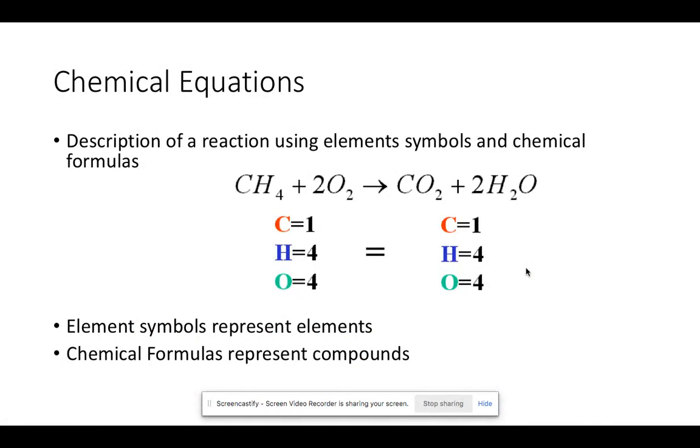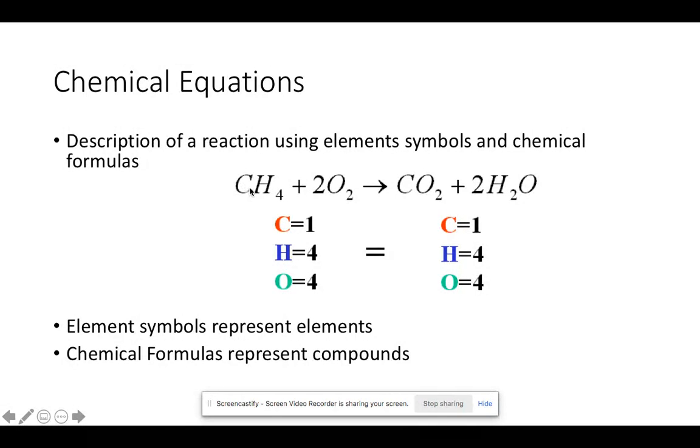Chemical equations are a description of the reaction using element symbols and chemical formulas. So here we've been working with these a long time, so we have our symbols, and then the symbols represent which elements are actually in the equation, and the formulas represent our compounds, so how they are actually bound together. Then we're going to learn to count how many atoms are on each side of the equation. So this does it for us.